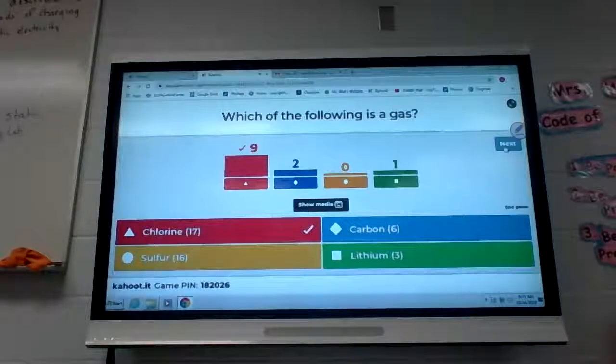Okay, the two of you pick carbon again. Carbon is a black solid. It's a pencil. It's not a gas. All right, and the lithium is a metal, so it cannot be a gas.